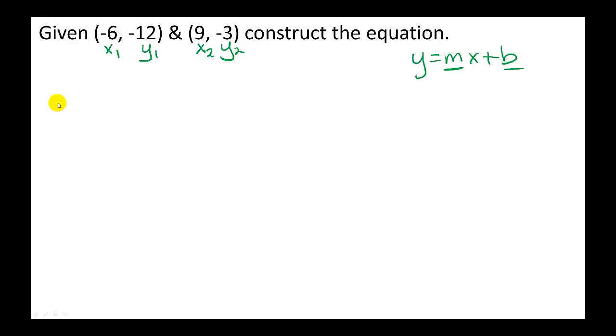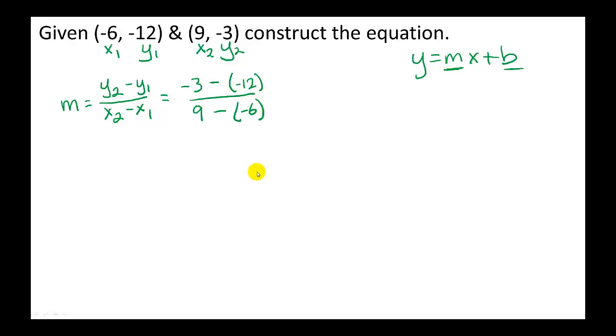To figure out m, we're going to use the formula m equals y2 minus y1 over x2 minus x1. And now I'm going to plug the values in. So y2 is negative 3. I'm subtracting y1, which is negative 12. They're over x2 is 9. Subtracting x1 is negative 6.